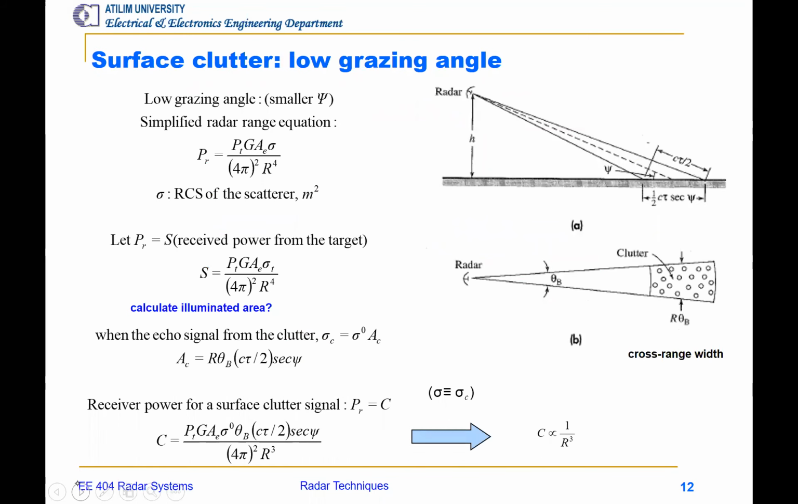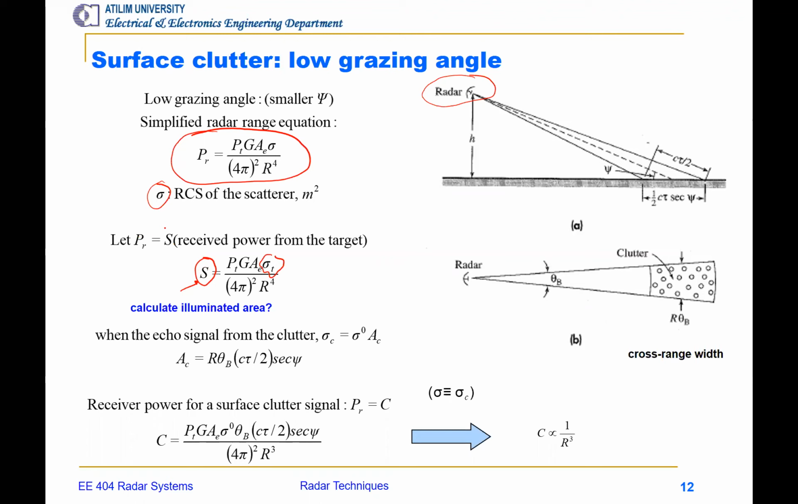Okay, let's see surface clutter. Here we have a radar, an air platform, which illuminates ground, and the pulse width is tau, and we know the radar range equation, simplified radar range equation for any target whose RCS is sigma meter squared, and for a target, let's say with sigma t, we can write a simple radar range equation, and write the signal power. Okay, here S refers to signal power, which is the received power actually.